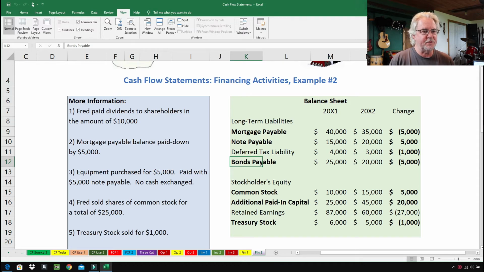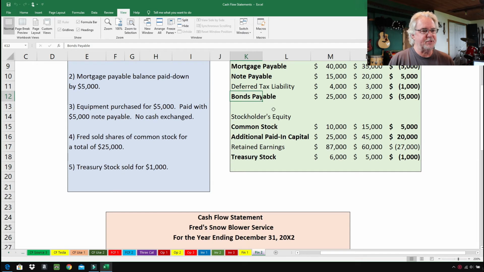Coming down to stockholders equity. Now, common stock was $10,000. Now it's $15,000 for an increase of $5,000. Now, before we get too far along here, common stock and additional paid-in capital go together. They're like brother and sister. They go hand in hand here. And so we need to consider these numbers together.